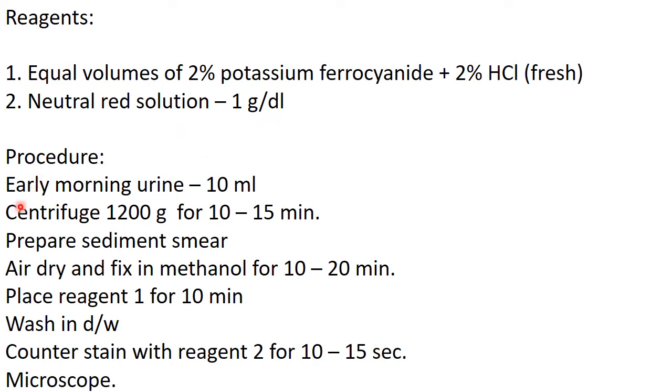Procedure. Collect early morning urine sample, at least 10 ml. Centrifuge at 1200 gravity for about 10 to 15 minutes and resuspend after discarding the supernatant. Make smears of the sediment to occupy 1 to 2 centimeter area of the slide.